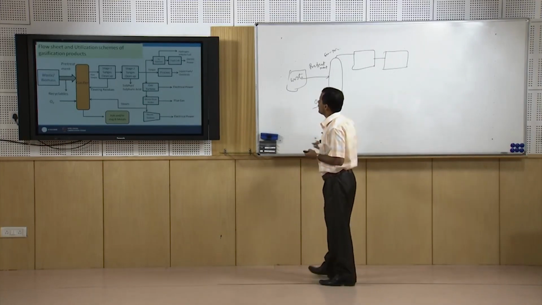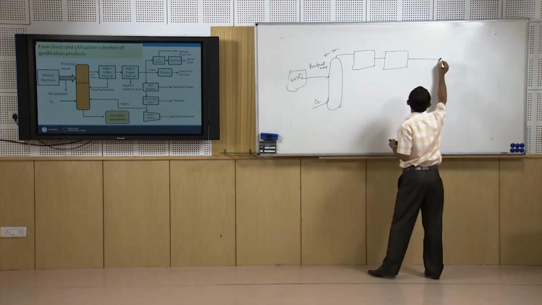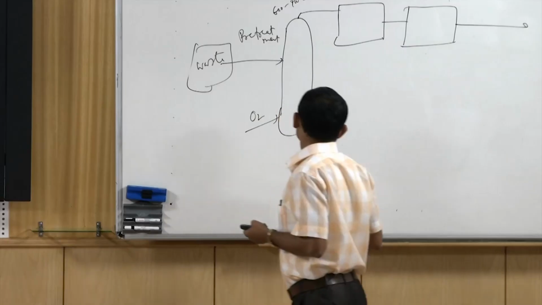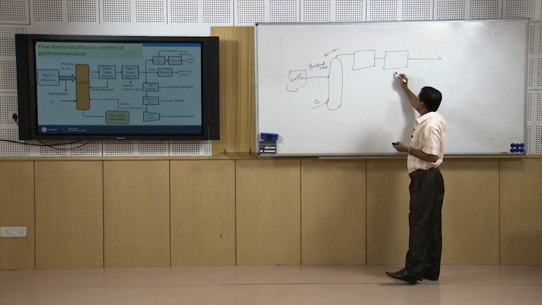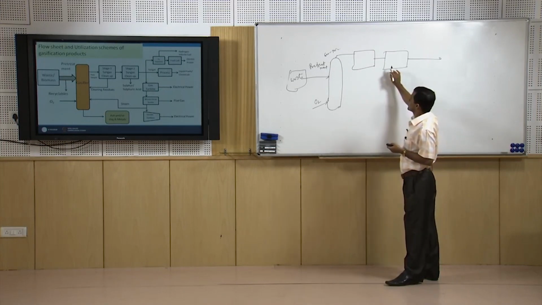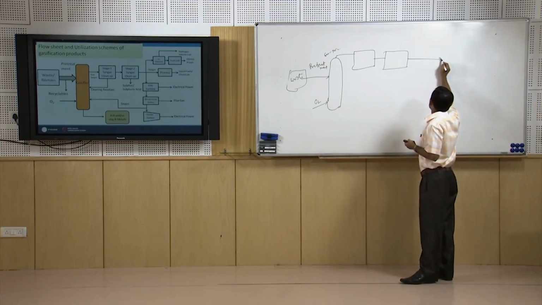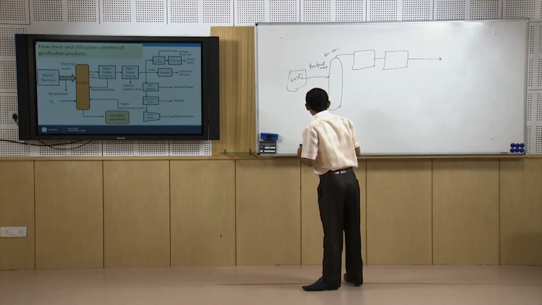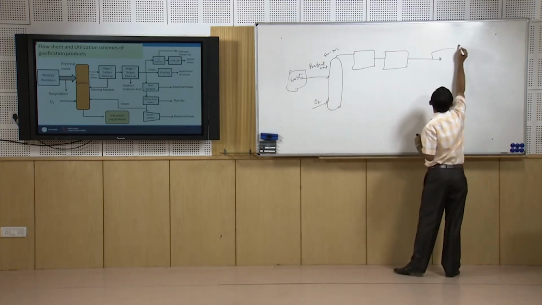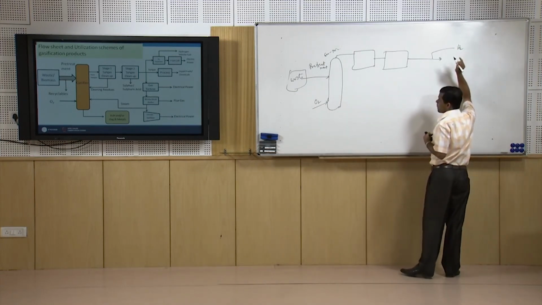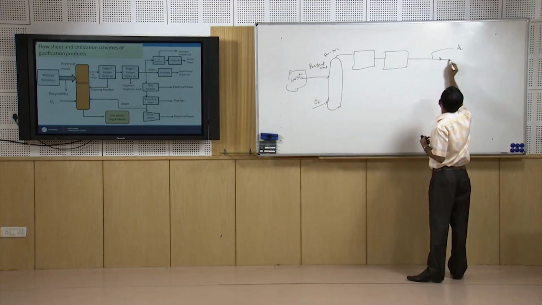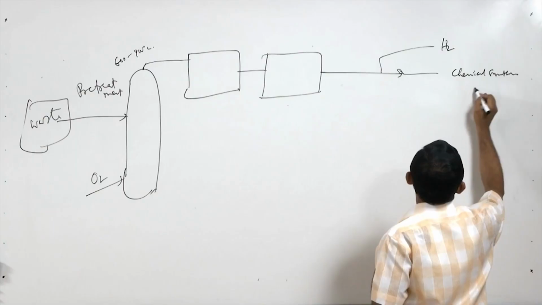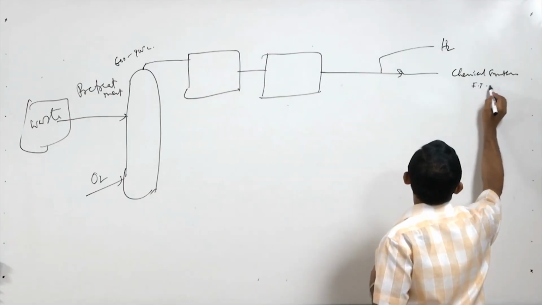Then after acid gas removal we will be getting the syngas. That syngas can be used for different purposes. After the cleaning of the acid gas components from this syngas, it will be ready for utilization. Now, this can be used for various applications. It can be used for hydrogen production, it can be used for chemical synthesis, it can be used for Fischer-Tropsch synthesis for liquid fuel.